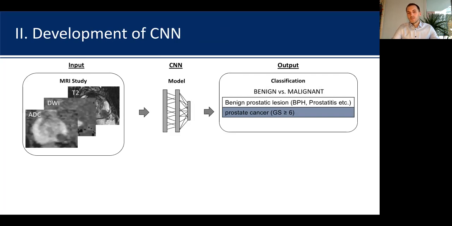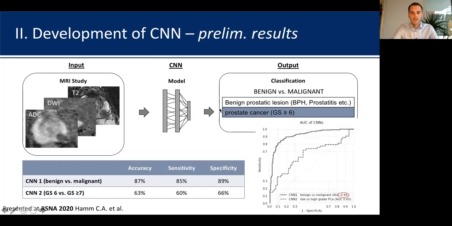We then used the typical workflow of deep learning. On the left-hand side, we have our input data, so the MRI sequences, the convolutional neural network, and on the right-hand side, our classification tool, in which the deep learning system differentiated lesions between benign prostatic lesions and prostate cancer. Finally, we achieved a very good performance, which we were happy to present at the RSNA last year, with an AUC of 0.9 in differentiating these prostatic lesions.